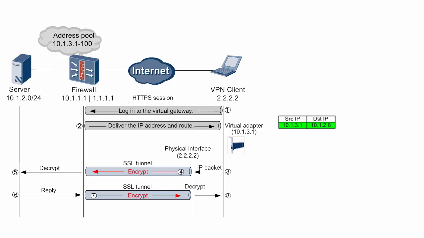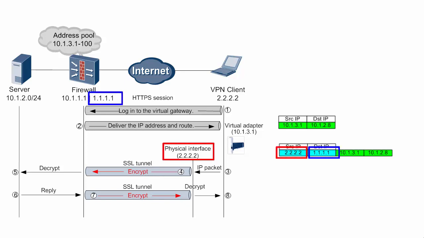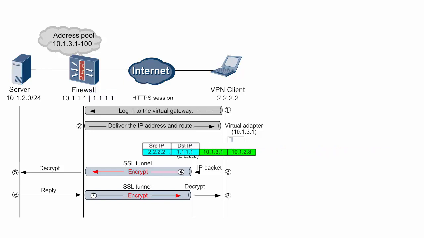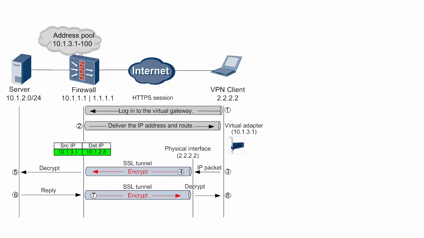After encapsulation, the source and destination IP addresses of the packet are the IP addresses of the virtual network adapter and the intranet host to be accessed respectively. Afterwards, the packet will be sent to the physical network adapter of the PC for secondary encapsulation. After encapsulation, the source and destination IP addresses of the packet are the IP addresses of the physical network adapter and the WAN interface of the firewall respectively. Then the packet is encapsulated by the VPN tunnel and sent to the firewall. The firewall decapsulates the packet and sends it to the intranet host.